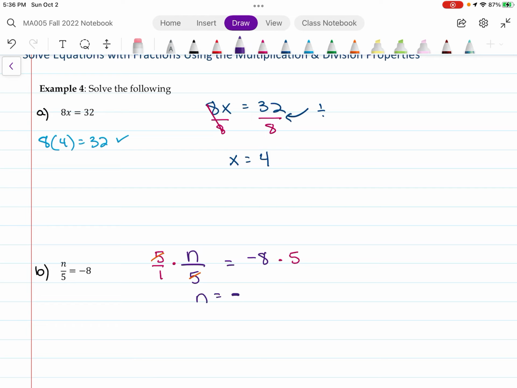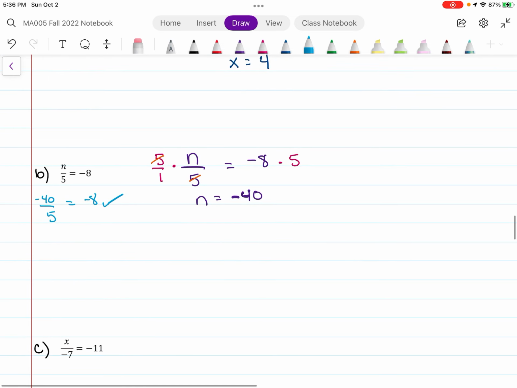Negative 8 times 5 is negative 40. Okay, so let's check this. Negative 40 over 5 equals negative 8. Is that true? Yes, it is. And that is check. All right, next one.